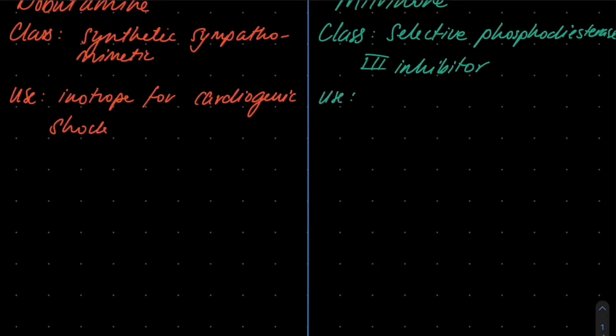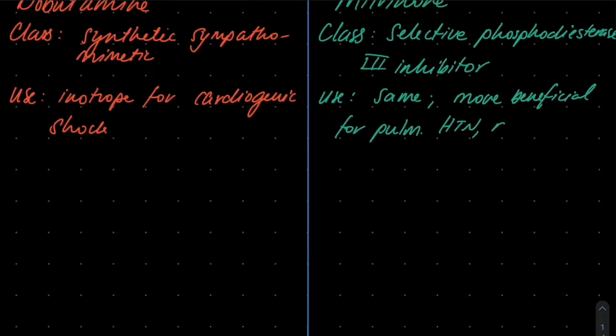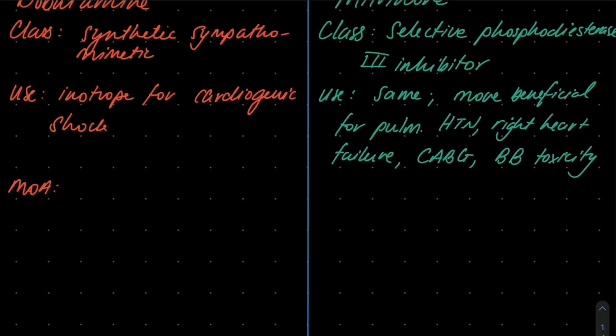And milrinone can be used for the same reasons for cardiogenic shock, but it's also more beneficial for pulmonary hypertension, right heart failure, after coronary artery bypass surgery, and for beta blocker toxicity.